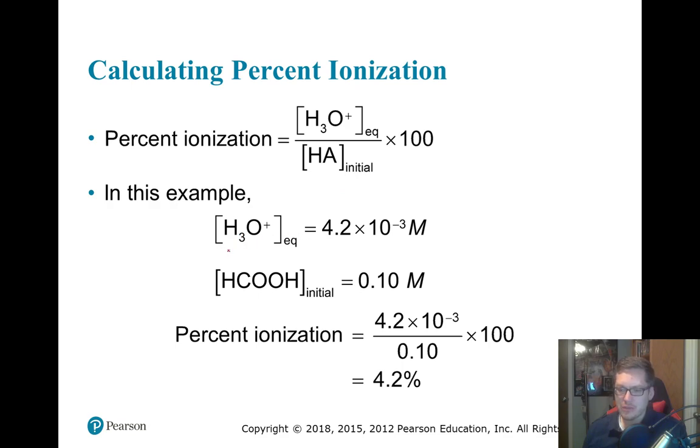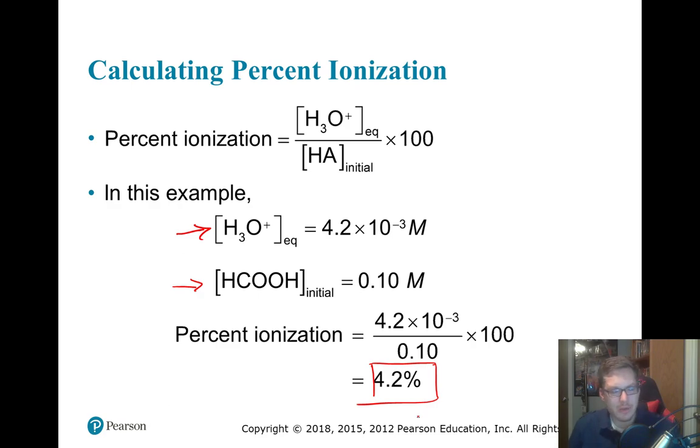All right, and so here they calculate it for this. This is the formic acid that we looked at before we did the practice problem. So this is your hydronium concentration, here's your initial formic acid concentration, and so 4.2% of it actually ionized. And so that's pretty much it for this little bit here.